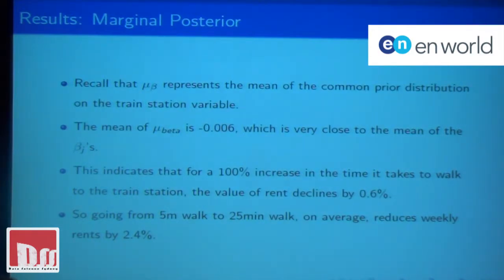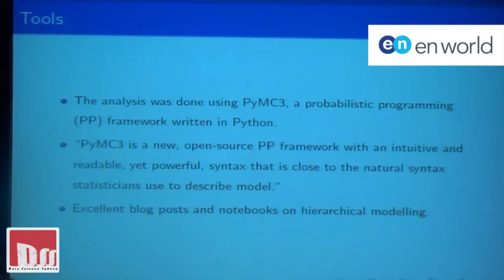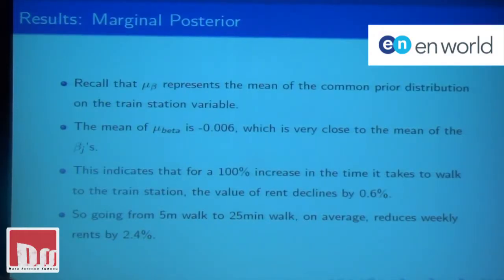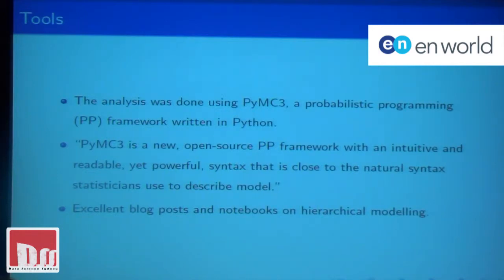So if you want to think about that a bit more, it's essentially saying if the property goes from being a 5-minute walk to a 25-minute walk on average, this reduces weekly rents by 2.4%. So that's the average impact across these different areas. Sorry, I should have said this slide I just updated today. This was meant to be before that one.